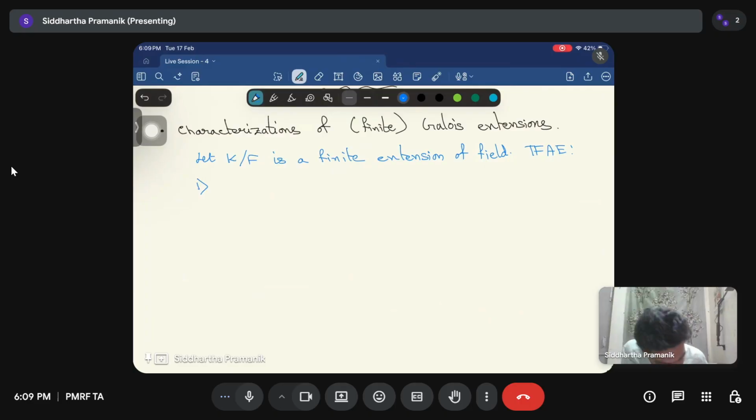The first thing is the numerical characterization of Galois extensions. That is basically the degree of this extension is the same as the cardinality of the Galois group. This is the first one which we have seen in the previous week. And next is that if you take the fixed field of the Galois group, then this is the same as the base field. This we have considered as our definition of Galois extension.